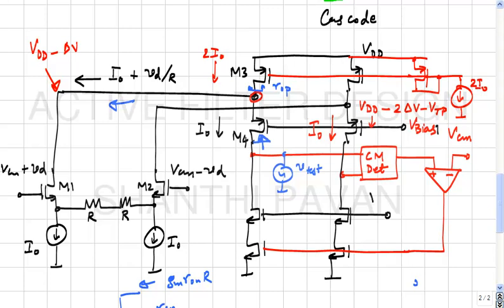If I call this V bias 1, and I call this V bias 2, what is the lowest V bias 2 can be while keeping all devices operating in the saturation region? This quiescent voltage must be delta V. So V bias 2 minimum must be Vt plus delta V, which is Vt plus 2 delta V. Does it make sense?